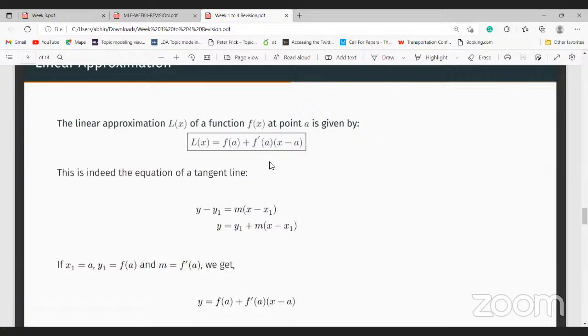So from this, you are getting y = y1 + m(x - x1), which is the equation of a straight line, which is the same as the linear approximation with certain replacements: if you put x1 equal to a, y1 equal to f(a), and m equal to f'(a). That way you are going to find the equation of linear approximation. Any doubt in this? No, sir.